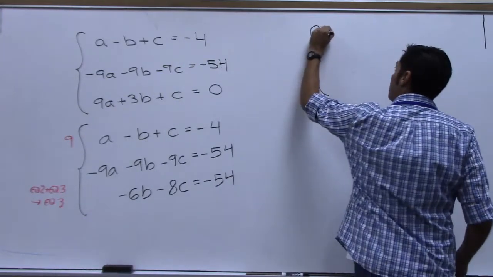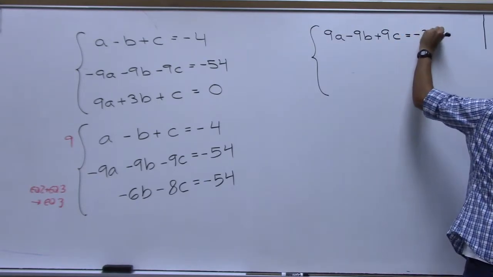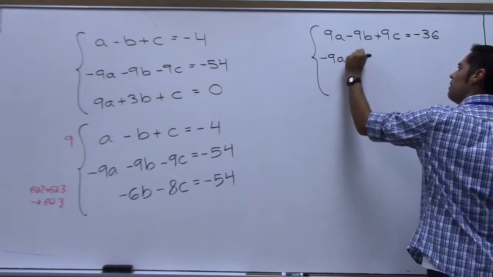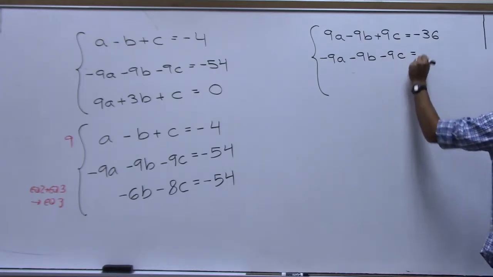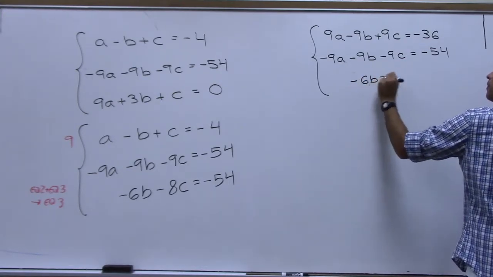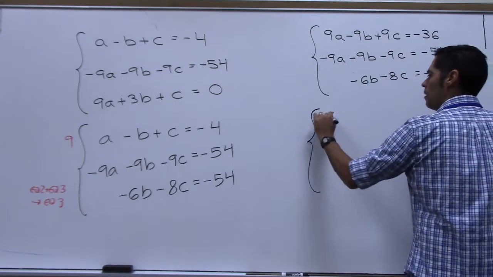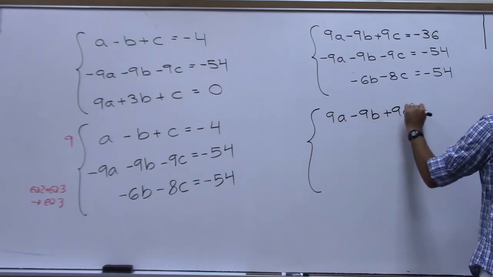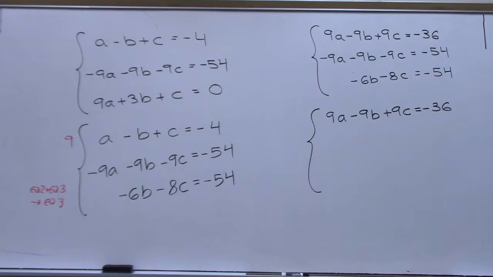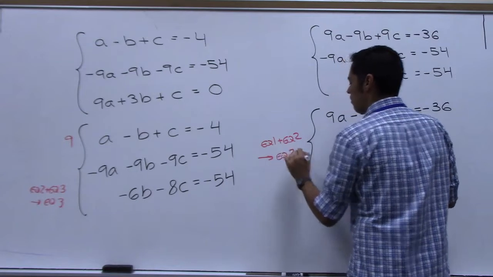So I have 9A on top minus 9B plus 9C equals -36. My second row is still there, didn't change it. And my third row didn't change. I'll leave it. Add first and second equations together and make that my new second equation. So this new second equation, equation 1 plus equation 2, is now becoming my new equation 2 right here.